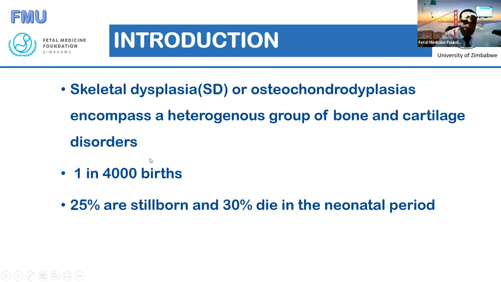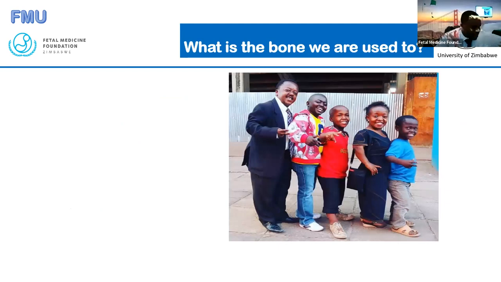The definition already said this encompasses a heterogeneous group of bone and cartilage disorders, and the quoted figure in the United States is about 1 in 4,000, but about 25% of them are stillbirths, and 30% die in the neonatal period. In this discussion, I'm going to mainly zoom in on the approach. Maybe someone is sent to us saying, we've noticed a short femur. How do you approach those circumstances?